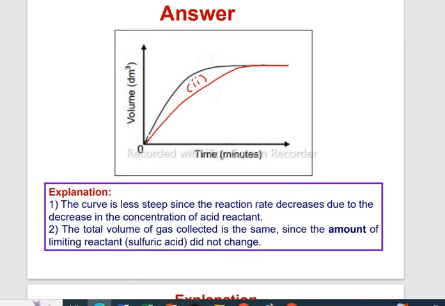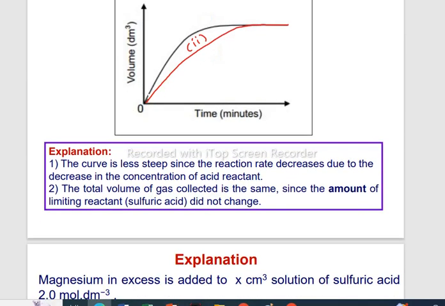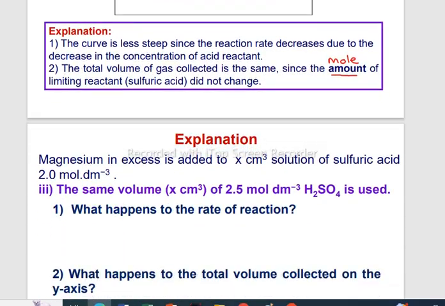As an explanation, for the first question, the curve is less steep since the reaction rate decreases due to the decrease in the concentration of acid reactant, so less collisions per unit of time. For the second point, the total volume of gas collected is the same since the mole number of the limiting reactant, which is the sulfuric acid, didn't change, and we proved that by calculations.